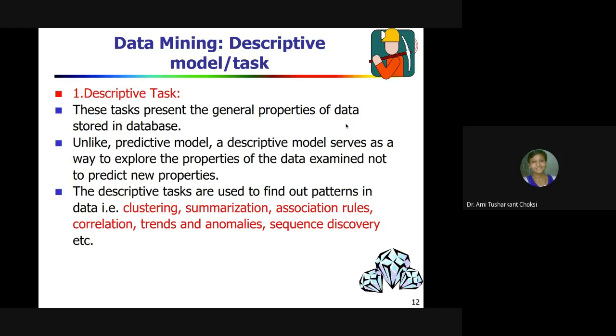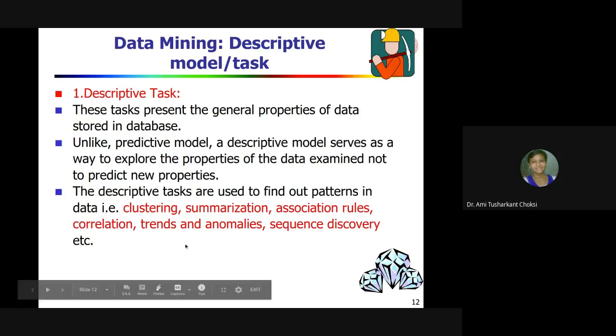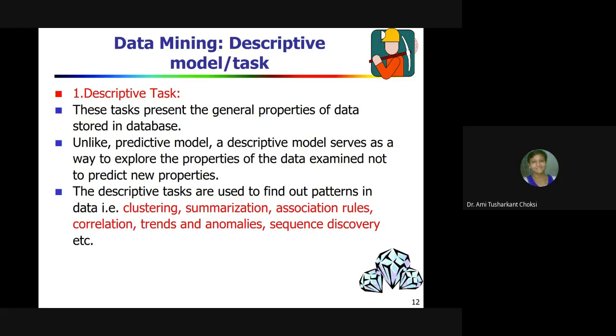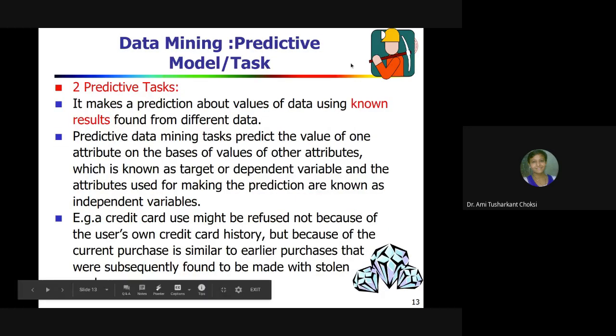Fine. Okay. The descriptive tasks are used to find out patterns in the data. That is clustering, summarization, association rules, correlation, trends and anomalies, sequence discovery, etc. You can say, ma'am, what are all these things? No need to worry. We'll see them in detail. Fine. So second one is predictive task.